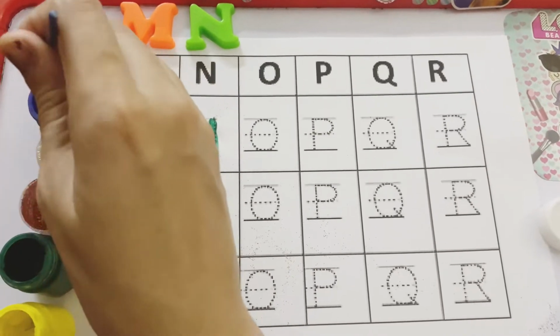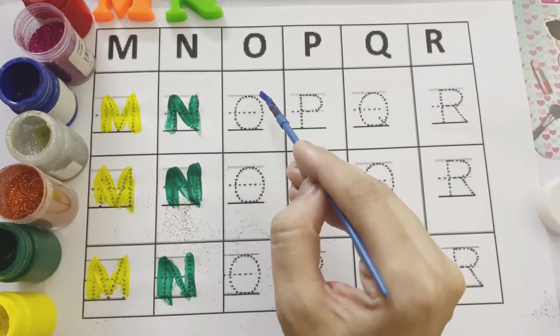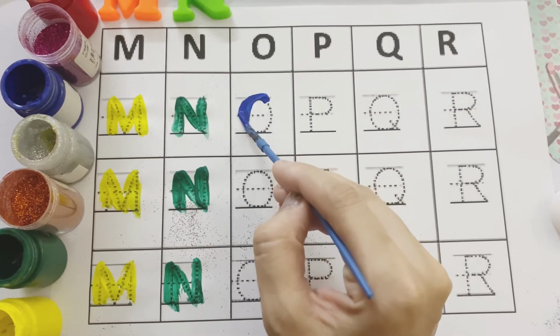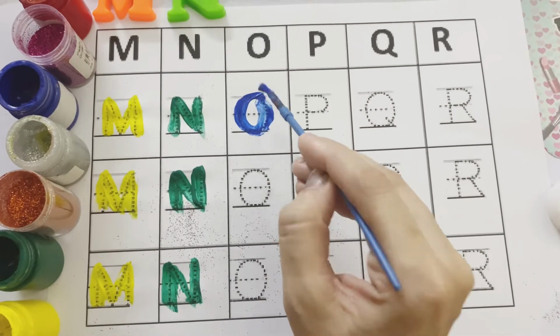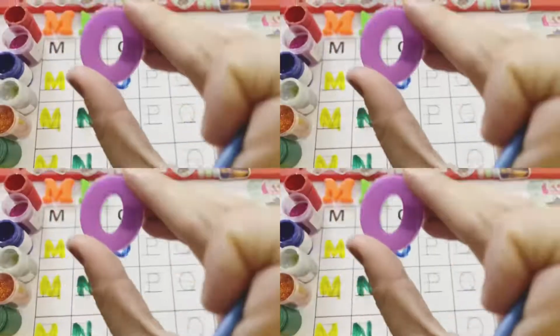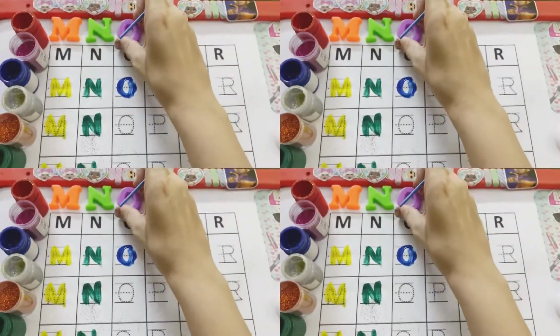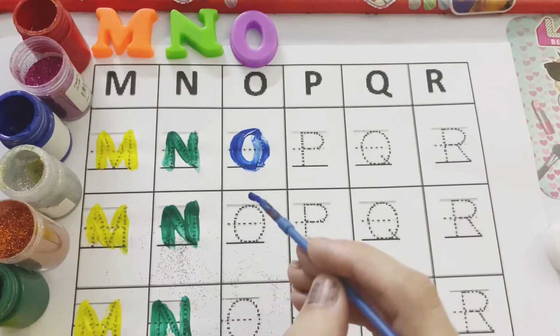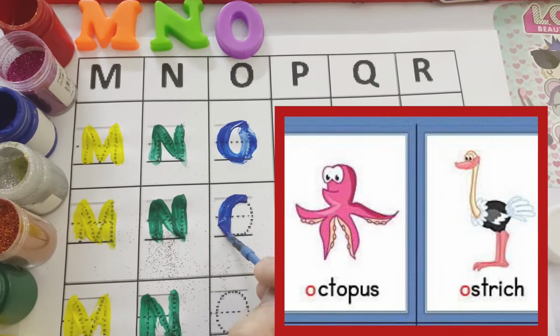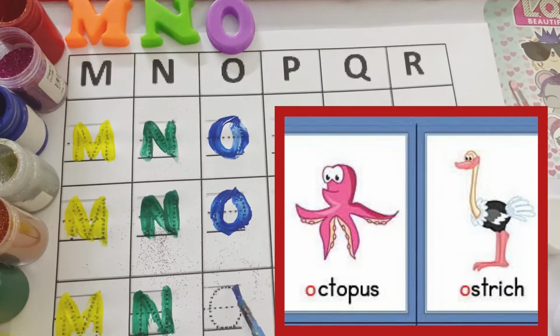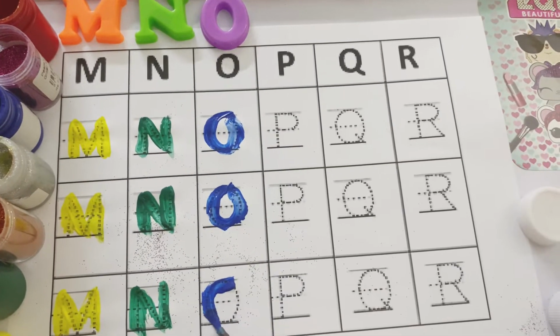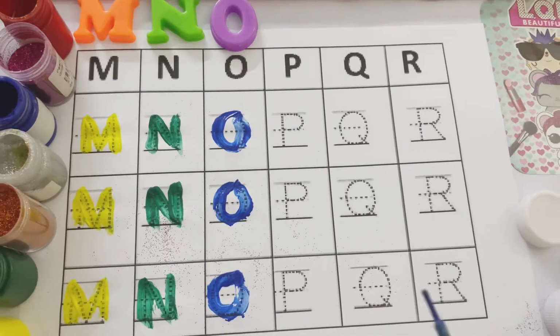O for octopus. O for octopus, and O for ostrich. Ostrich. Wow!